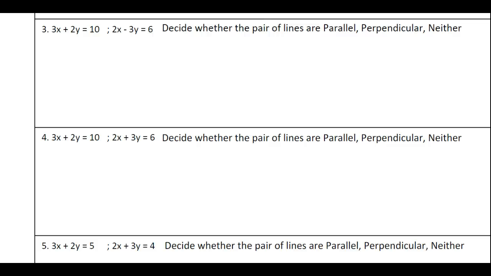So in example 3 now, again, solve for y. That is your proof. Let's do it this way. 2y equals negative 3x plus 10. Transposing the 3x to the other side. Now divide everything by 2. Y equals negative 3/2 x. 10 divided by 2 is 5.